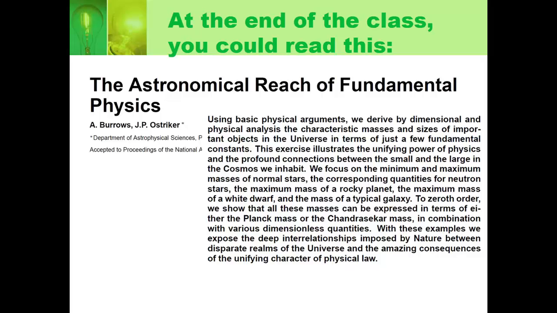They use basic physical arguments, which are physical chemistry, and they determine what the masses and sizes of important objects in the universe are in terms of just a few fundamental constants. In other words, just a few equations, and you can calculate, like, how big should a star be? How big can a planet be, a rocky planet? How big can a galaxy be? So we'll see how these, and they talk about, like, the Planck mass and the Chandrasekhar mass. We don't talk about that. That's too physics. That's too astronomy. But we're actually pretty darn close to actually talking about those things.